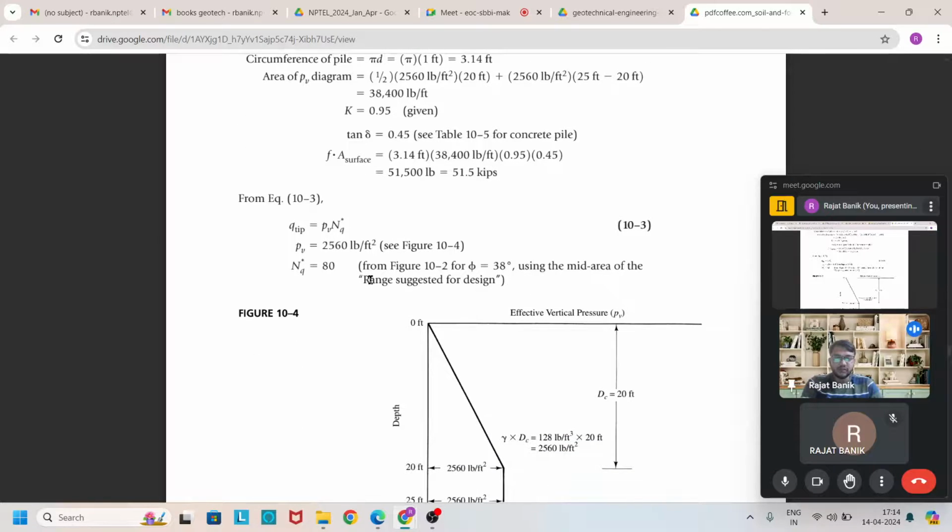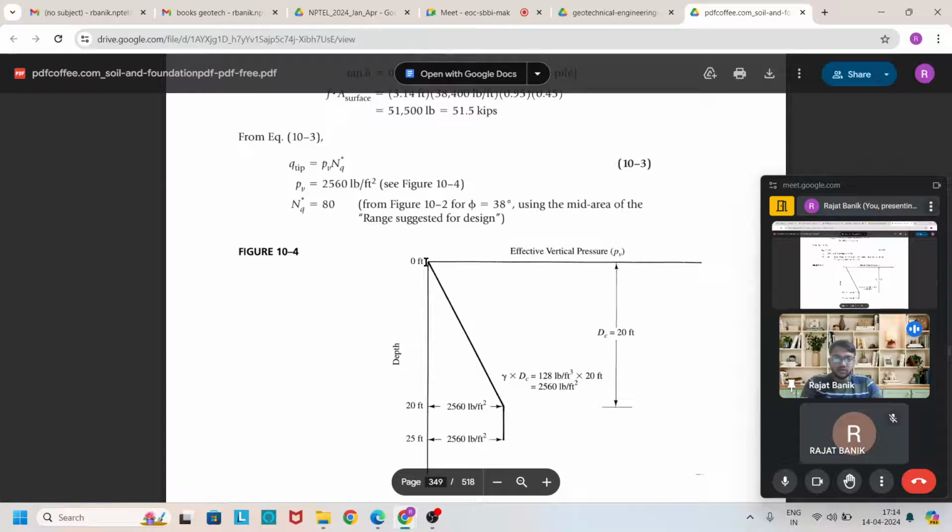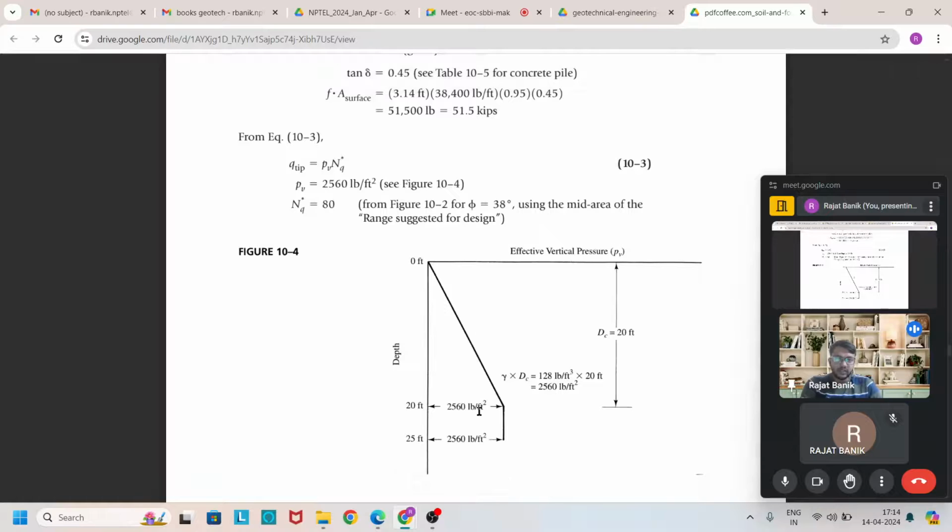First we draw the critical pressure diagram. This pressure diagram initially increases, and after a depth of 20 feet it remains constant. The pressure at 20 feet is the same as the pressure at 25 feet. Since no water table is present, there is no change in effective stress; the total pressure is equal to the effective pressure.